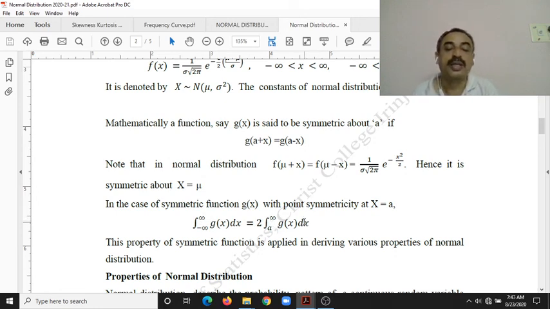Now with this short introduction about the importance of normal distribution and also the equation of normal distribution, we can come to the properties of normal distribution.